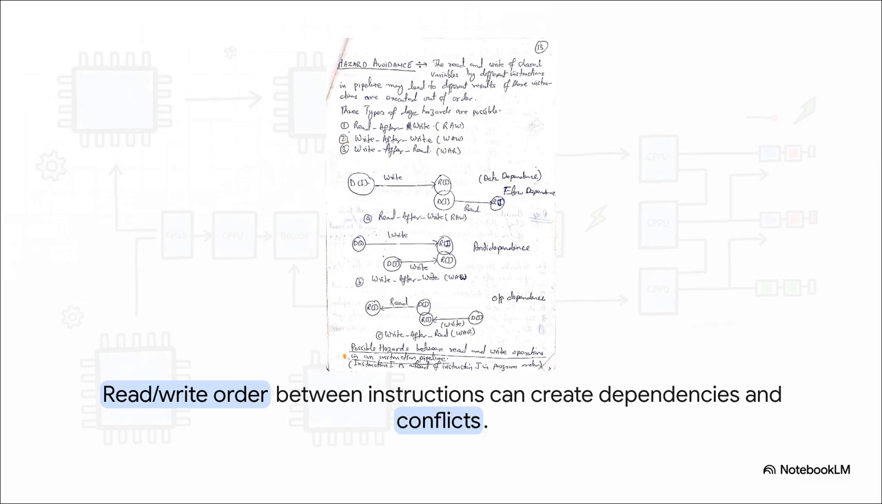A read after write, or a true data dependency, is simple. Instruction J just plain can't start because it's waiting for a result from instruction I, but the others are sneakier. A write after read hazard, or anti-dependency, is a real problem. It's when a later instruction, J, is about to overwrite a value that an earlier instruction I hasn't read yet. If J goes too soon, I is going to grab the wrong data, and your entire calculation goes haywire. Getting this timing wrong can cause catastrophic errors.